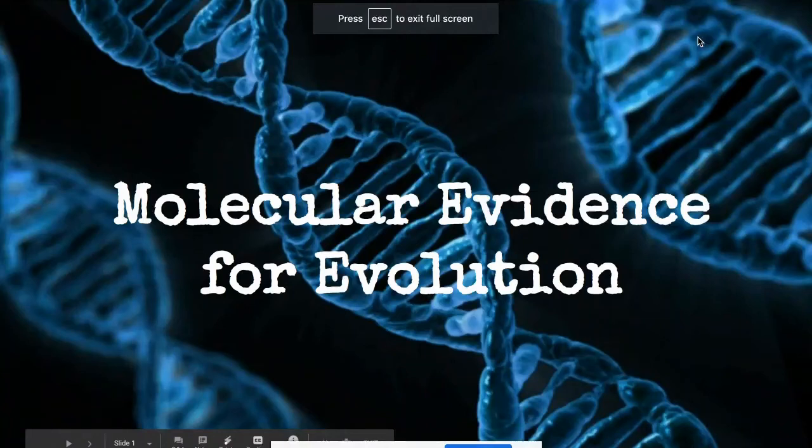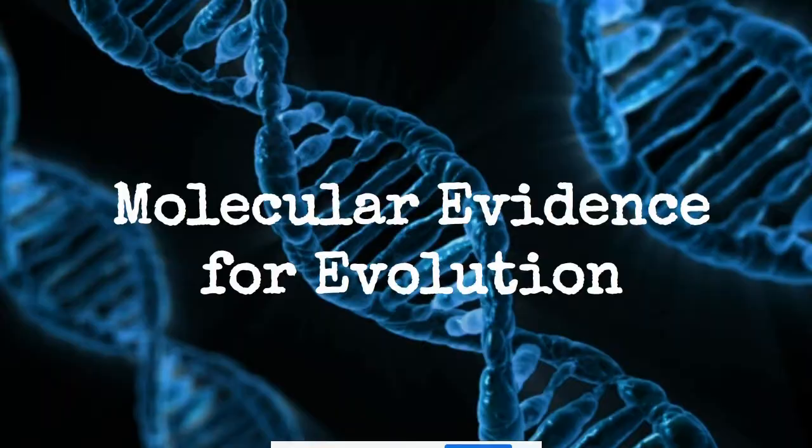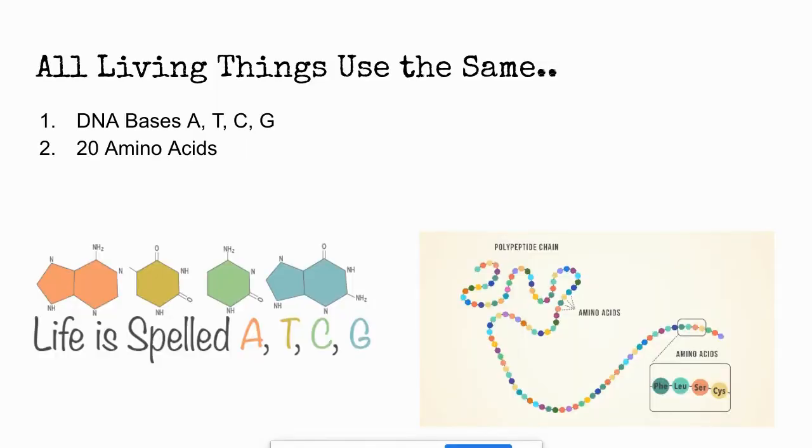Guys, we are going to be using molecular evidence to compare two species with each other. So what do I mean by this? The two molecules that we can use to compare living things and their evolutionary history are their DNA base pairs and their amino acid sequences. So we can look at the base pair sequence of a similar gene between different species and count how many ATCGs that they share in common.